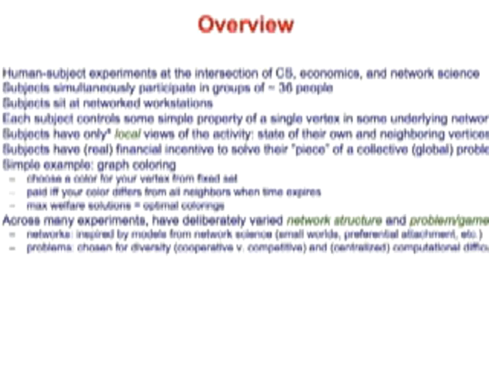And each subject is controlling some simple property of a single vertex in some underlying network that we have exogenously imposed on the participants. Subjects have only local views of the activity, so they basically see the state of their own vertex themselves, if you like, and some information about the state of their neighboring vertices. I'll be a little bit more precise about what I mean by a local view shortly. And subjects have a real financial incentive to solve their piece of a collective global problem.